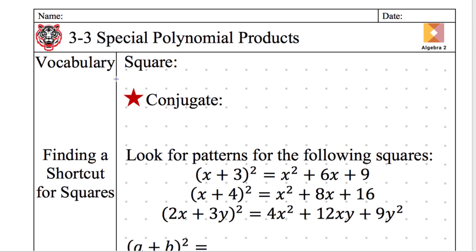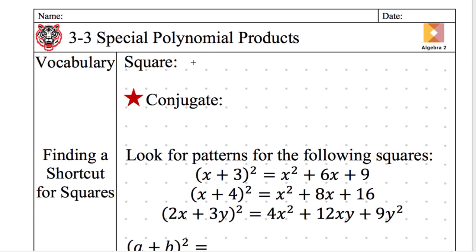Vocabulary. Did you know that you don't know what a square is? Probably. What is a square? It's a box. Maybe we actually don't know what a square is. I was joking, but what is a square? 4 sides, 90-degree angles. Perfect. What does it mean when I'm talking about polynomials? What's a square polynomial? Power of 2. Yeah, there it is.